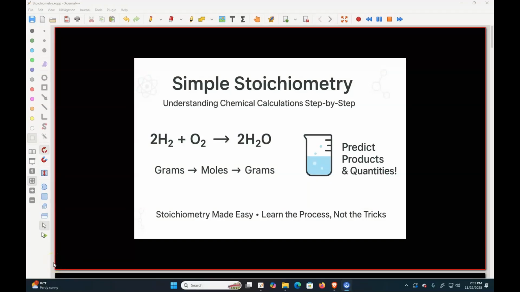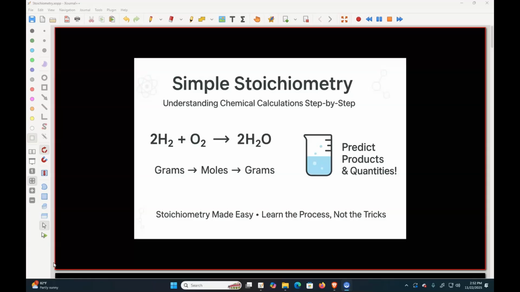Today we're diving into one of the most powerful tools in all of chemistry, stoichiometry. Have you ever wondered how chemists know exactly how much product a reaction will make or how much of each reactant is needed? This is where it all begins.